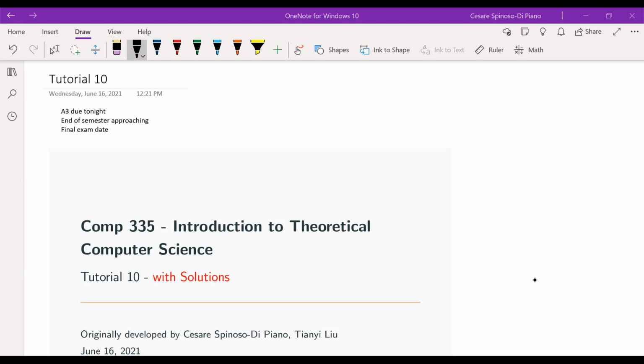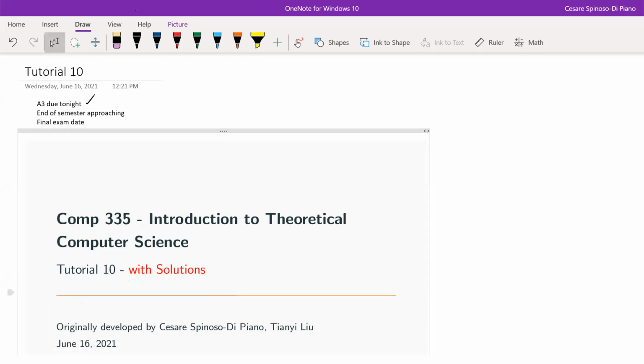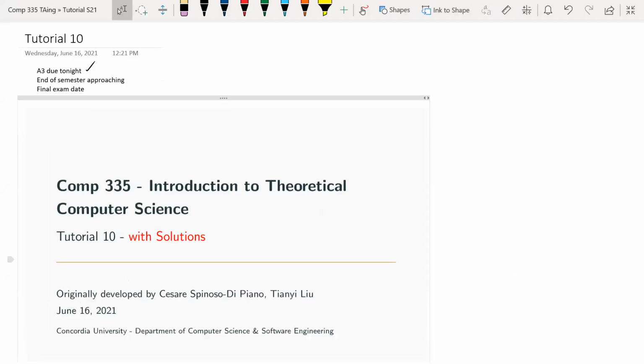Before we get started, I just wanted to go over some housekeeping things. As you all probably know, assignment 3 is due tonight, so make sure you've submitted that by 6 p.m. The other thing is, like I said in the last tutorial, we're getting closer and closer to the end of the semester. Technically, next week is the last week, so keep that in mind and try to manage your time.